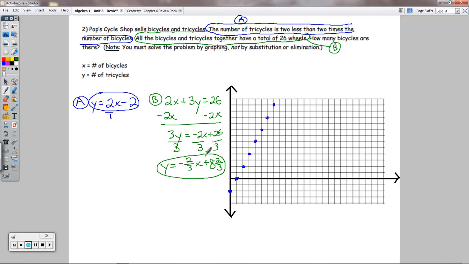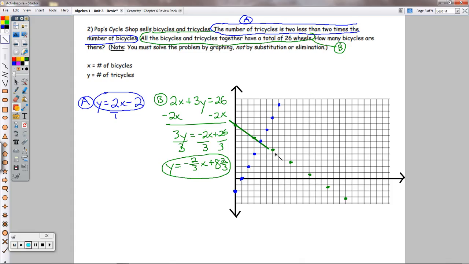And then for the green one, 8 2/3 is the y-intercept. So 1, 2, 3, 4, 5, 6, 7, 8. There's 9, so it's a little closer to 9 than 8. And we're going down 2 and right 3. So go down 2, that's going to be a little lower than that grid line, and over 3. Same pattern continues indefinitely, down 2, over 3, down 2, over 3. Keep that going. And from there, then graph the lines connecting those dots and see where they cross.